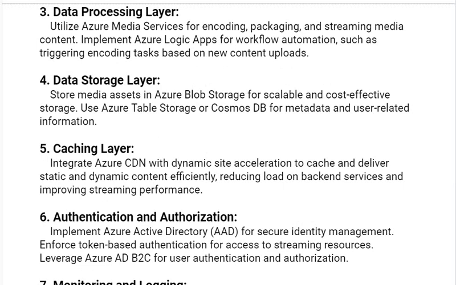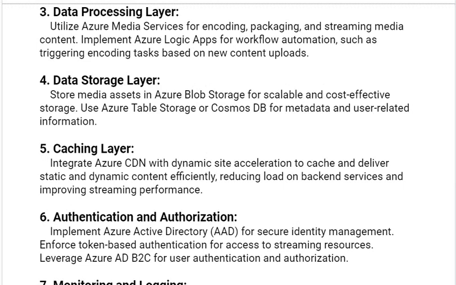Our fourth solution is the data storage layer. Store media assets in Azure Blob Storage for scalable and cost-effective storage. Use Azure Table Storage or Cosmos DB for metadata and user-related information.